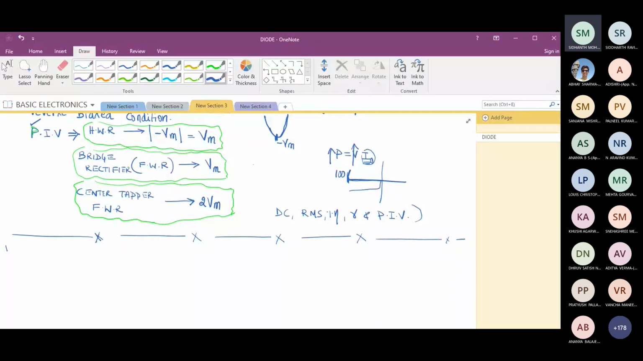Okay. Now, I will do some further processing to improve this waveform. Now we understand the full wave rectifier is much better compared to half wave. Looking at these 5 parameters, especially the efficiency, the DC and the ripple factor, we understand full wave rectifier is better compared to half wave.